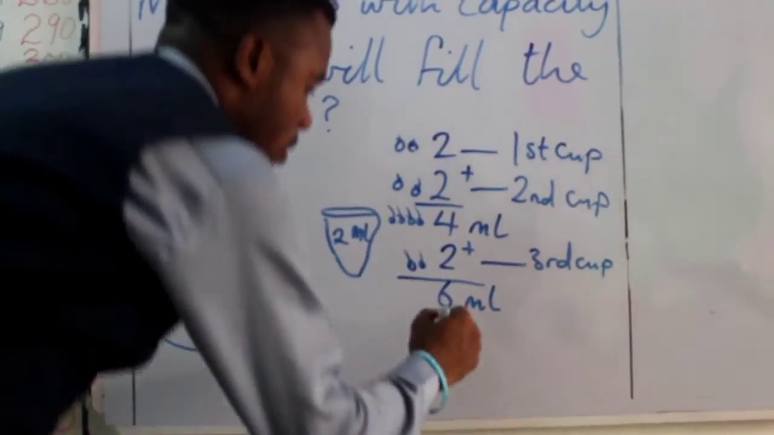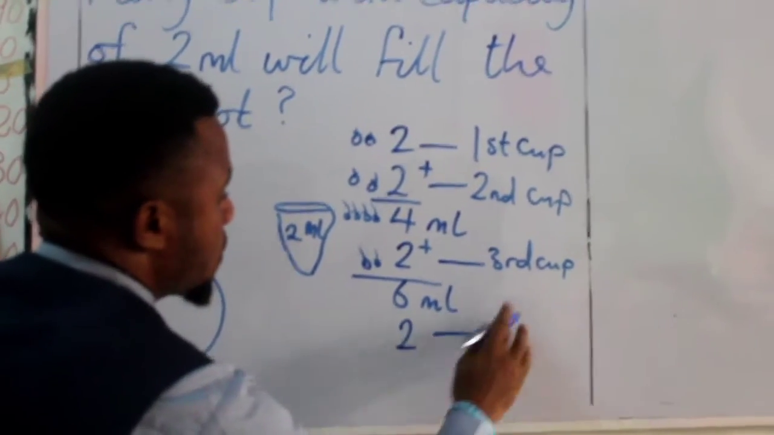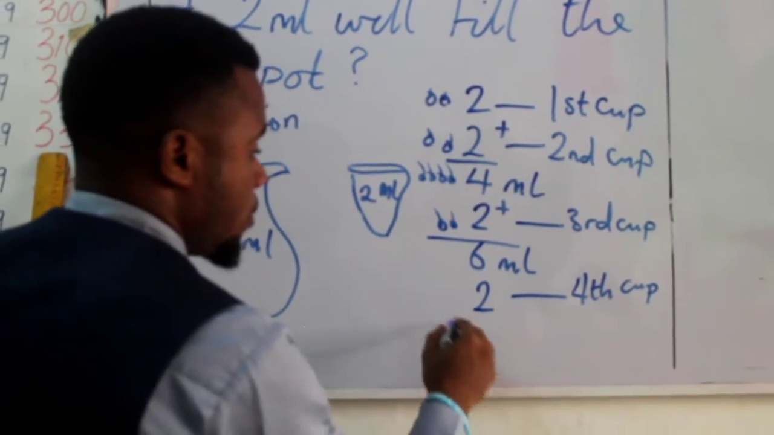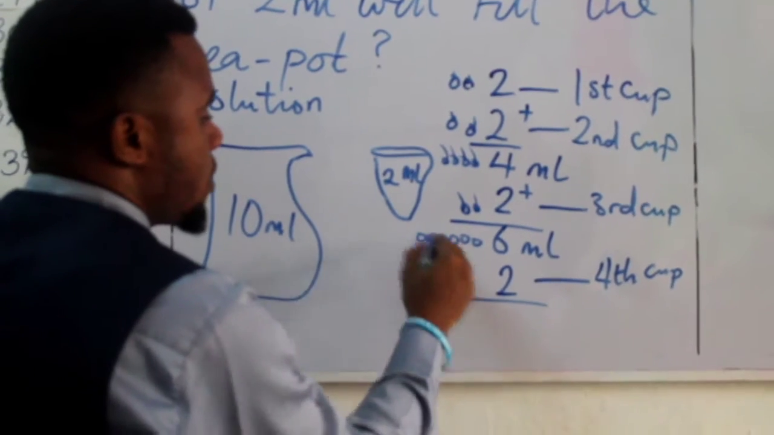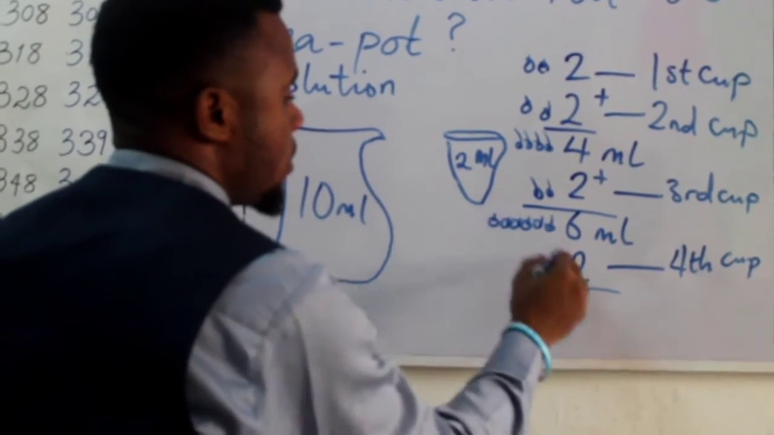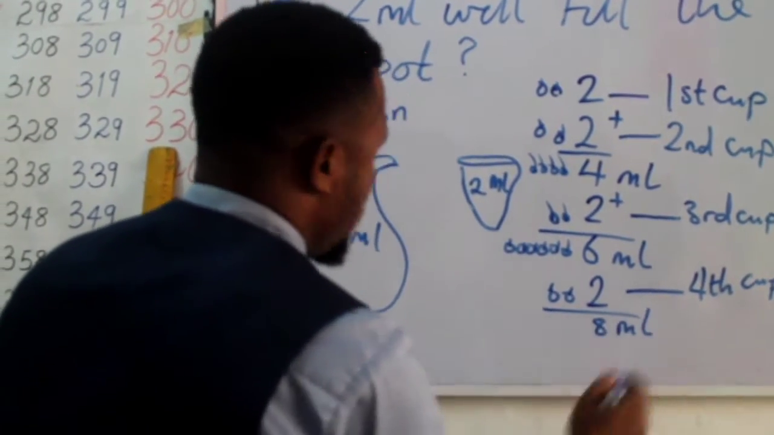Let's go again. We have another cup, the fourth cup. 1, 2, 3, 4, 5, 6, and 1, 2, gives 1, 2, 3, 4, 5, 6, 7, 8. 8 milliliters. It's not up to 10.